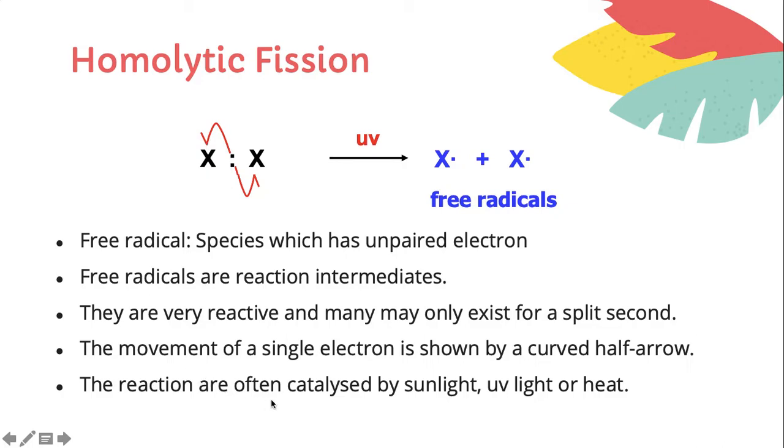The reactions are often catalyzed by sunlight, UV light, or you might see heat as well. There must be sunlight, UV light, or heat present. Then this homolytic fission will occur. If there is no sunlight, no UV light, there won't be homolytic fission. They won't be producing free radicals.